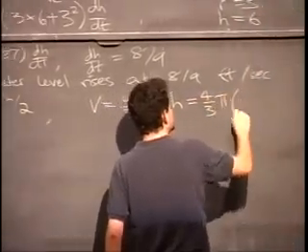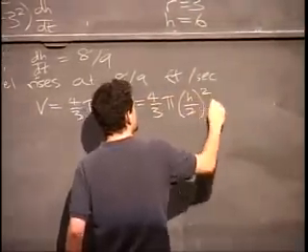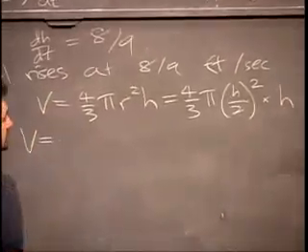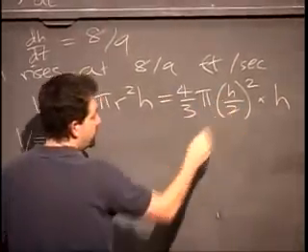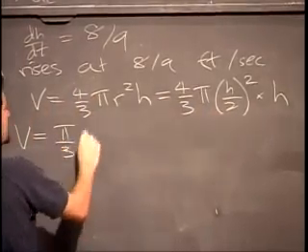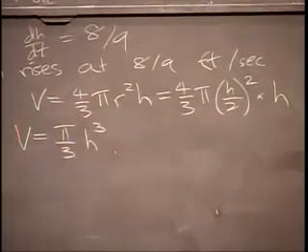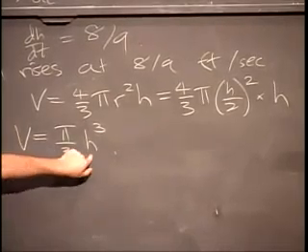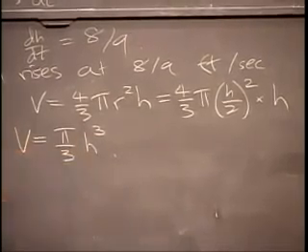4/3 pi h over 2 all squared times h. In other words, V is equal to 4 over 4. So that cancels out, and we just get pi over 3 h cubed. That's a little bit simpler, isn't it? Now, why did I change it to h and not to r? Well, I wasn't going to make the same mistake twice.